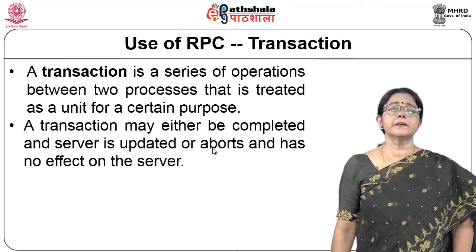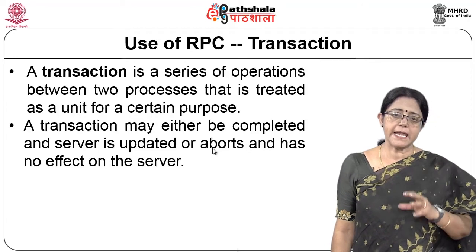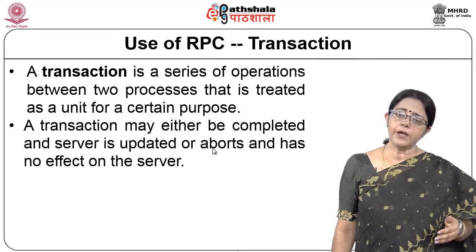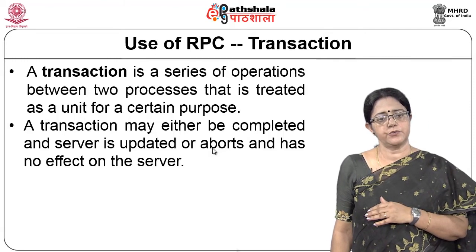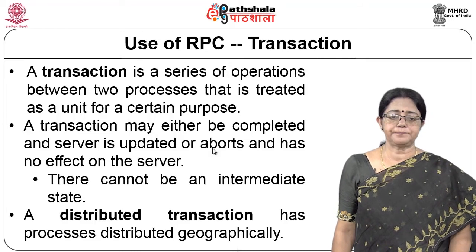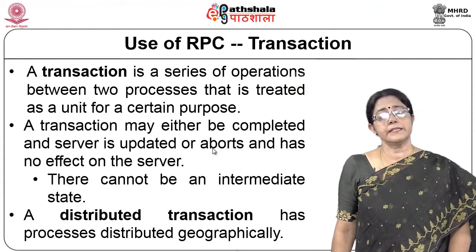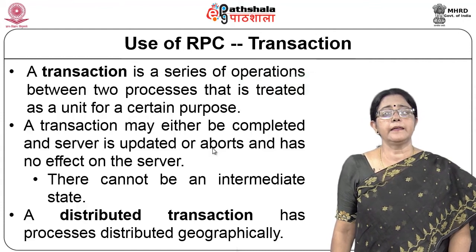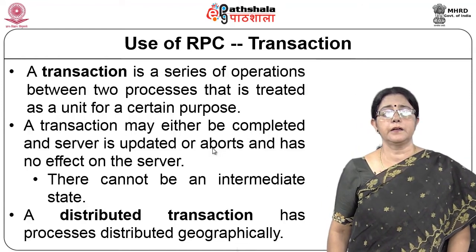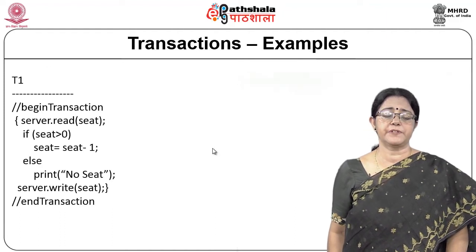So, the characteristic of a transaction is that although there are many operations in one transaction, all the operations must be executed or none of the operations should be executed. There cannot be an intermediate state in a transaction. A distributed transaction is one where the different processes are geographically dispersed. So, here is an example of a transaction.